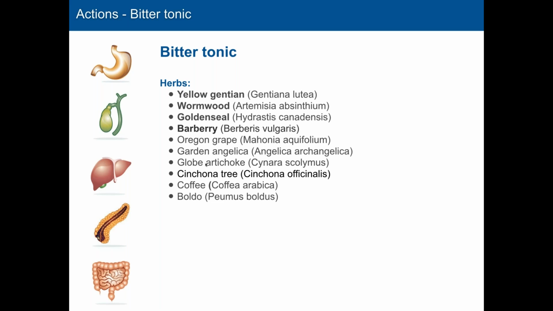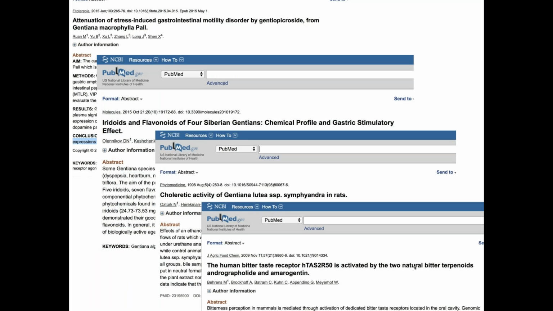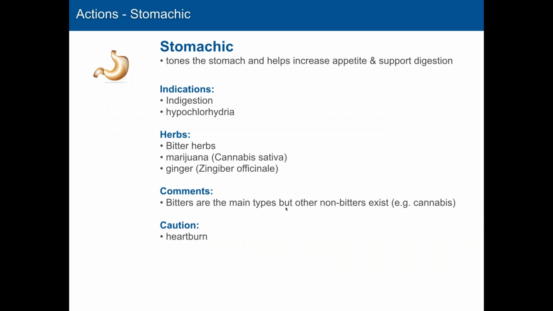Artichoke is cultivated everywhere, but originates in the Mediterranean. Cinchona bark, again, South America. Coffee grows anywhere in the tropics. And then boldo is mostly a South American plant. These are just a few different little studies that are talking about possibly how these things work to stimulate digestion.